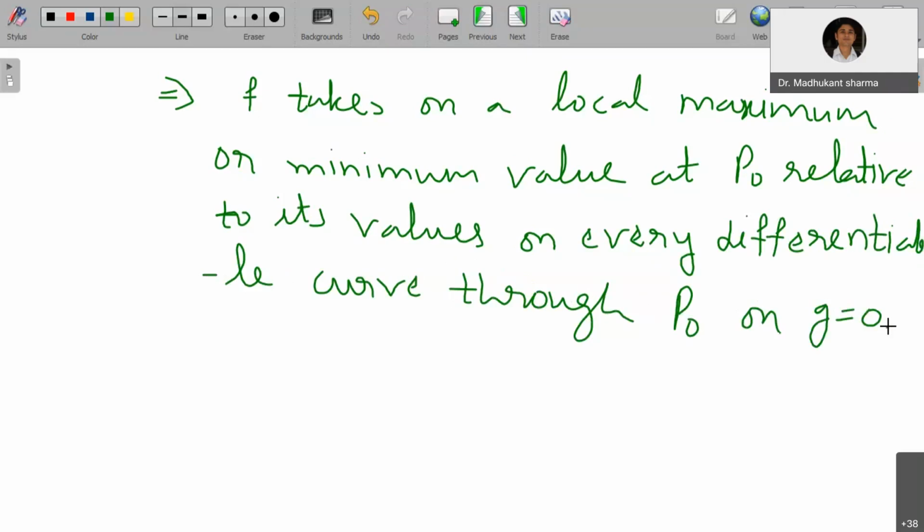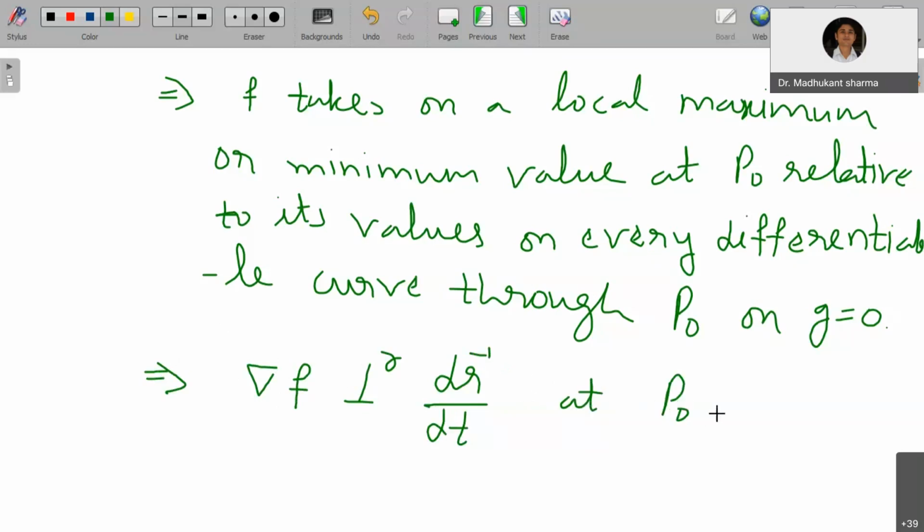So the above fact will give you this. On every differentiable curve, you can fix a curve C which is passing through P naught. Then this certainly implies grad f is orthogonal to the velocity vector or tangent vector at P naught.